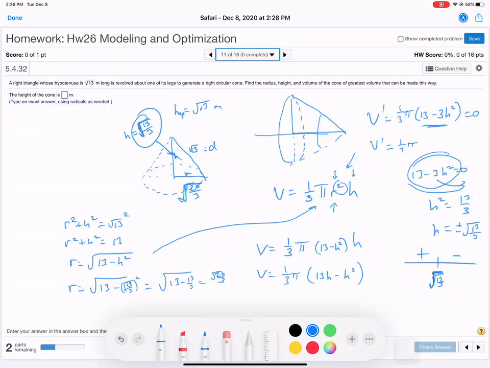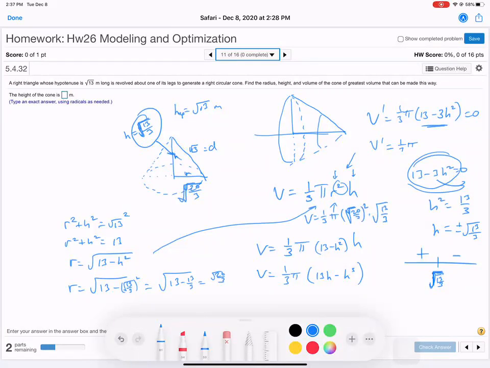So what is the greatest volume? If I plug it back into the volume equation, V is equal to 1 over 3 pi, and I'm going to plug in the radius, which we said was the square root of 26 over 3 squared, times the square root of 13 over 3.